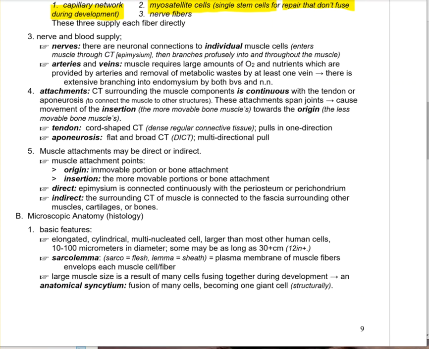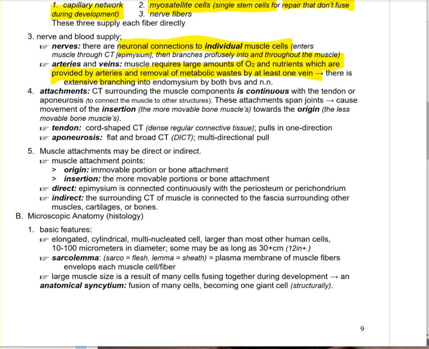So what about these nerves and the blood supply? Well, the thing that's interesting is that there are neuronal connections to individual muscle cells, which means that each muscle cell can kind of contract on its own. It's not quite that way, but it's close. We have really, really fine control over our muscles because we can contract some muscle cells or fibers and relax or keep others uncontracted. So that's pretty interesting. And then, of course, we need to get large amounts of oxygen and nutrients provided by the arteries and to send out metabolic waste by at least one vein in and out of our muscles. So we have to have a lot of blood vessels, capillaries, branching in and out.